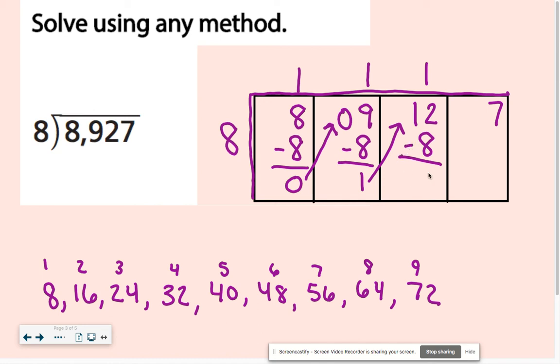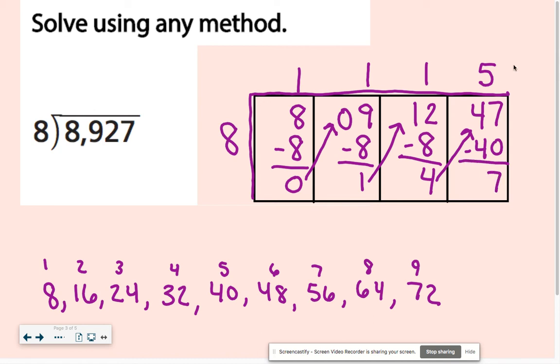We're going to subtract. We get 4. 4 is smaller than 8, so we can bring it up. 47. I can go 16, 24, 32, 40, 48. Whoops, 48 was too big. So we go back to 40, which is 5 times. So we put the 5 on top and we put the 40 down below.